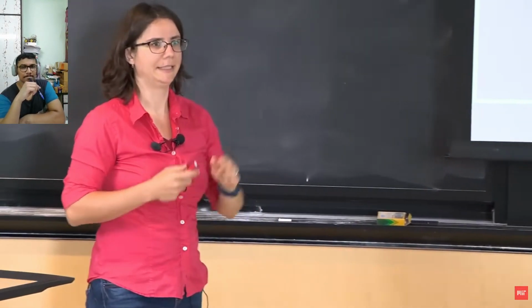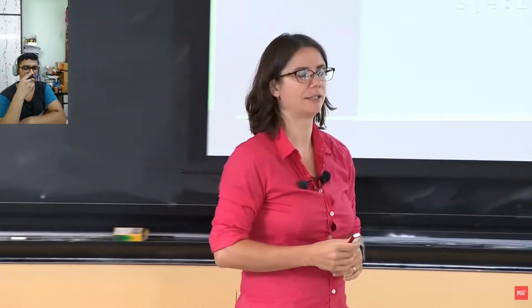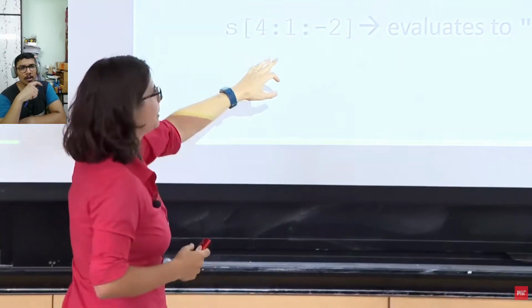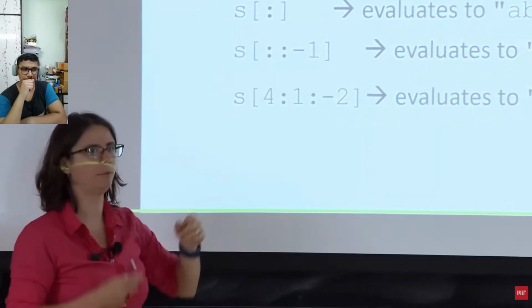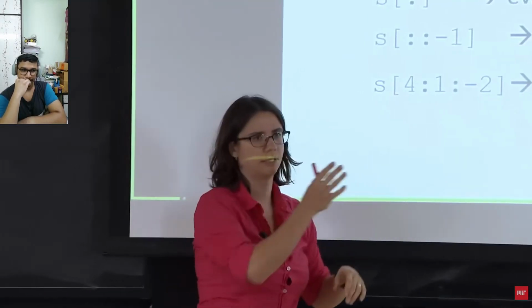I get it. Yes, question. So why do we skip D? Because the step is 2. So when a step is 1, we take every character. When the step is 2, we skip every other one.